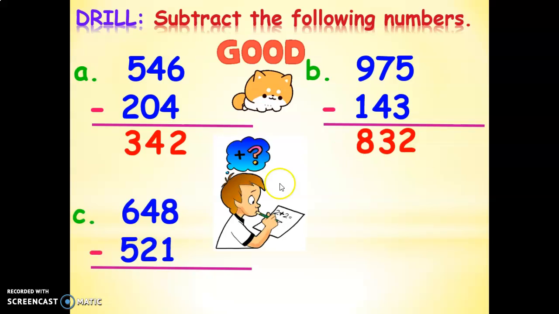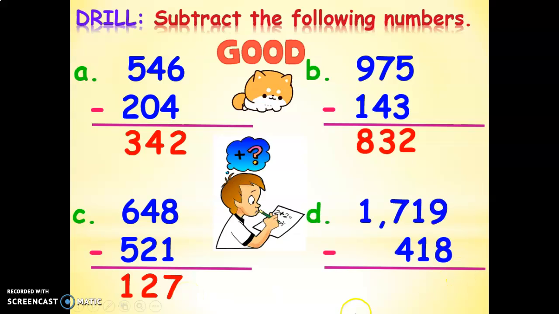Now how about the answer for letter C? You have to subtract 648 and 521. Starting from the place value of ones, 8 minus 1 equals 7. Moving on with the place value of tens, 4 minus 2 equals 2. And then for the place value of hundreds, we have 6 minus 5 equals 1. Now the final answer is 127.